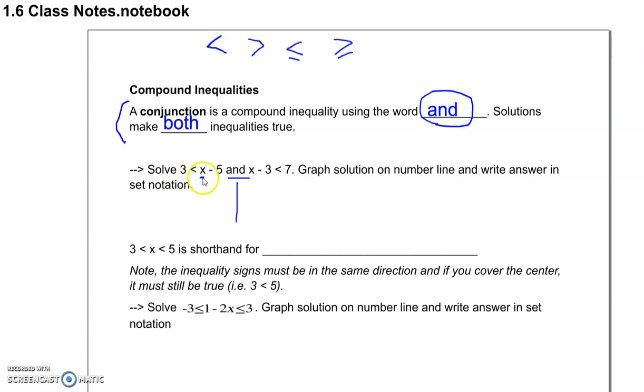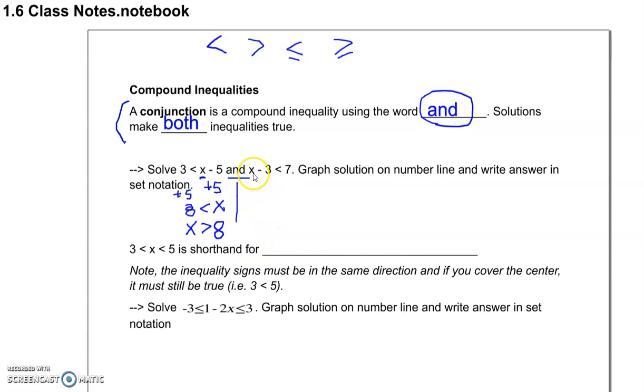So on this first one, we want to isolate the x. That means we need to get it by itself. We can add 5 to both sides. And I get 8 is less than x. Now, traditionally, we list the x first. So if 8 is less than x, x has to be greater than 8. So for the first half of this compound inequality, we get that x is greater than 8.